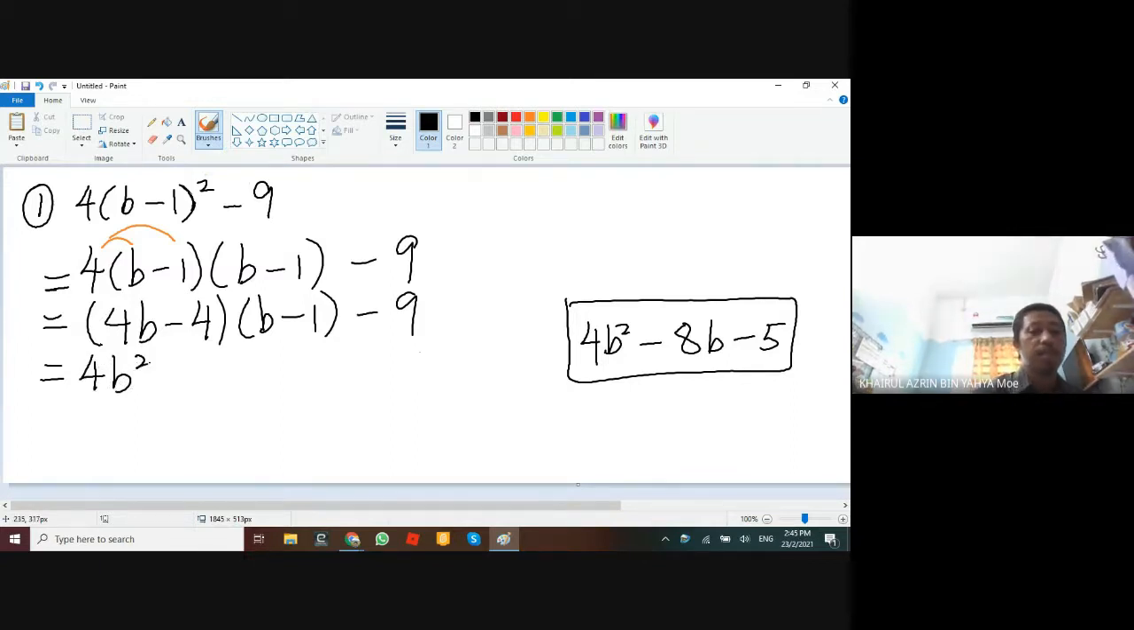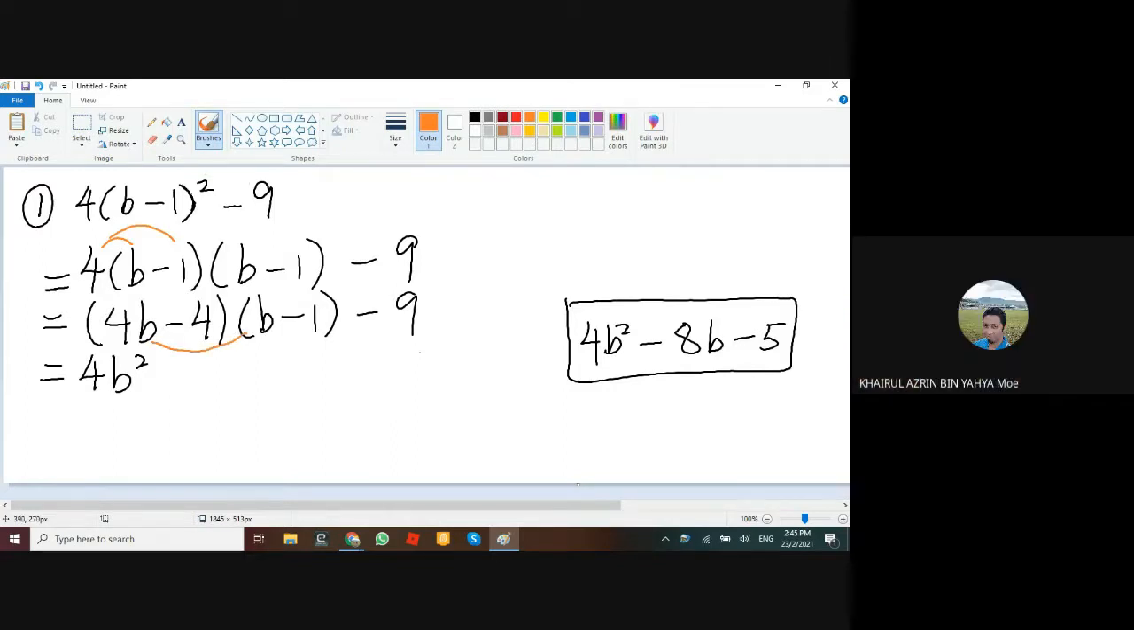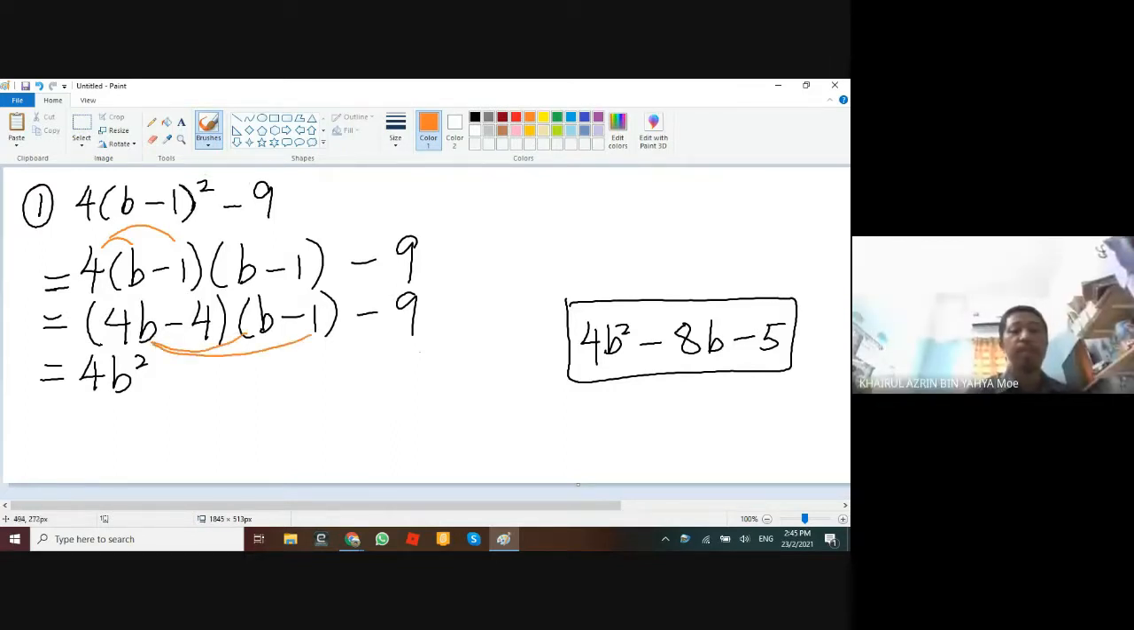4b squared. This one I expand. So it becomes 4b squared. And then 4b times negative 1 is negative 4b. And then for the second part, 4 times b and 4 times 1. So it becomes minus 4b. And then 4 times 1 is 4. However, the sign here is positive, because negative 4 times negative 1 is a positive 4.